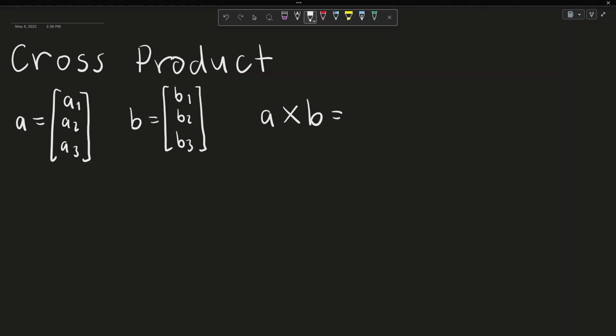And so the formula for the cross product is A cross B equals A2 B3 minus A3 B2. This is the first entry.